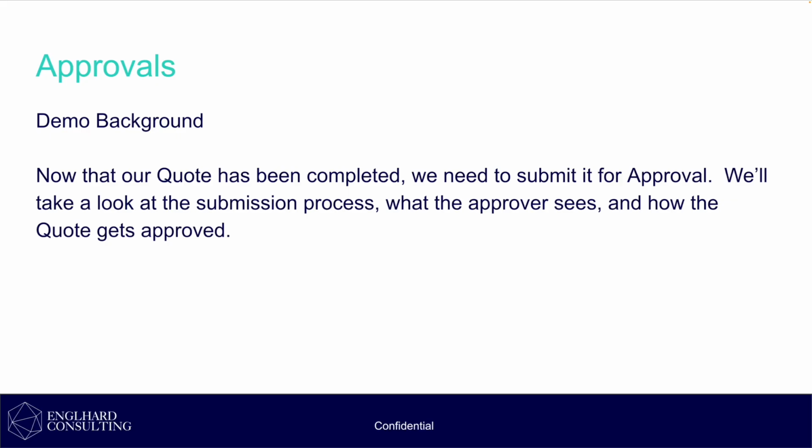All right, next up, we are going to take a look at approvals. So for the background, our quote has been completed. We've added our discount, and now we want to submit it for approval. So we're going to take a look at what that submission process looks like. Then we're going to take a pause, look at what the approver sees. Then we're going to go back as the user and be able to see that quote as approved. We'll also take a look at the out-of-the-box email that comes with it as well.